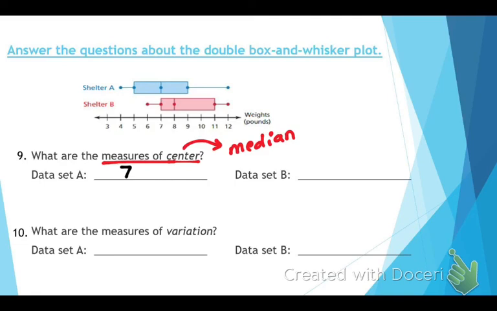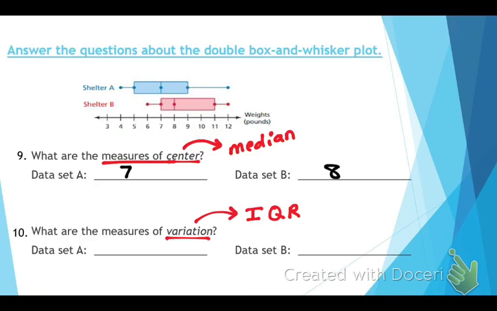Justice, what is the median or the measure of center for data B? 8. Correct, because it's that dot that's right there in the middle of the second set. Let's go on to the next one. Measures of variation. Do you guys remember another name for variation? The IQR, the interquartile range. So remember, you're going to take the upper quartile and subtract the lower quartile, and that will give you the IQR, or that will give you the variation.